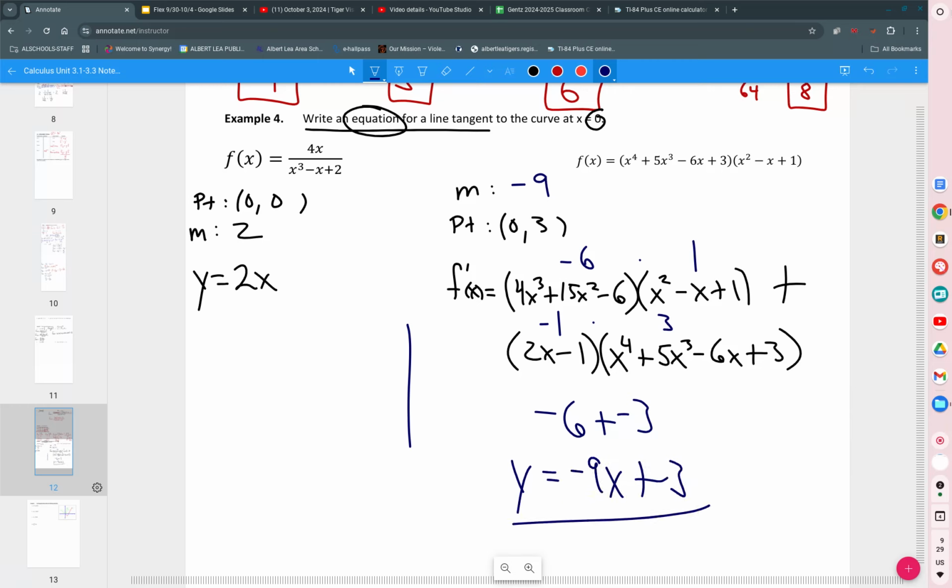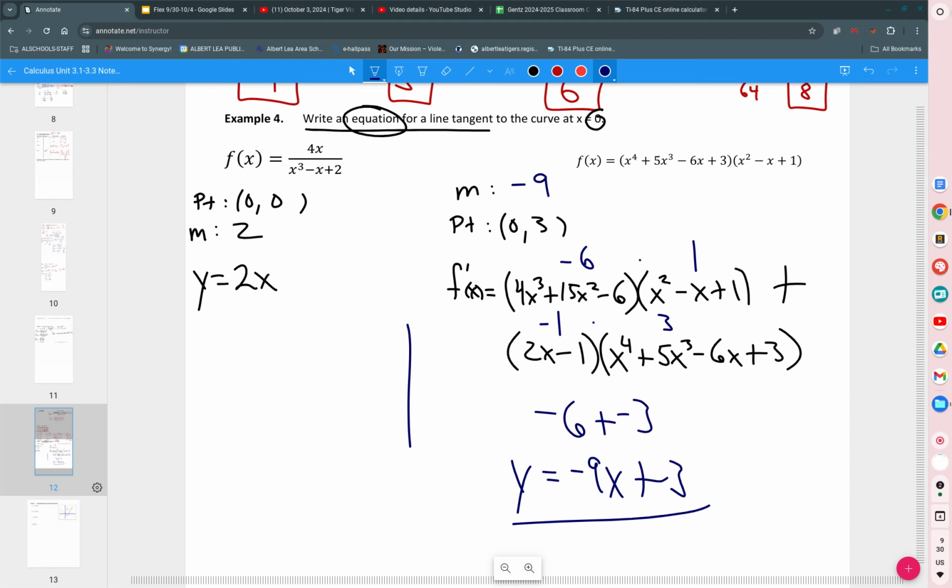How did I know I could just write it like that, not use point slope form? You're given the y-intercept right there, right? So you got the y-intercept and you got the slope. So when you get that kind of a problem on the test, don't make it more challenging than what it has to be, okay?